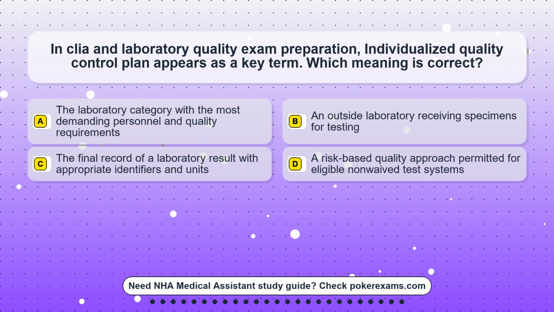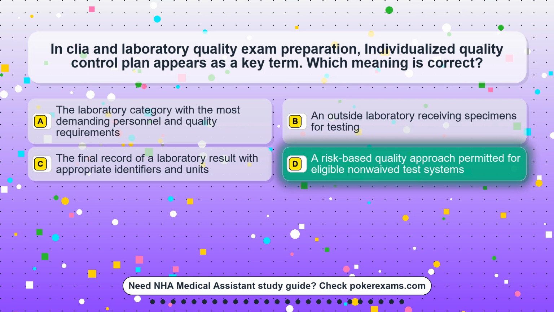Question 21. In CLIA and laboratory quality exam preparation, individualized quality control plan appears as a key term. Which meaning is correct? Option A. The laboratory category with the most demanding personnel and quality requirements. Option B. An outside laboratory receiving specimens for testing. Option C. The final record of a laboratory result with appropriate identifiers and units. Option D. A risk-based quality approach permitted for eligible non-waived test systems.